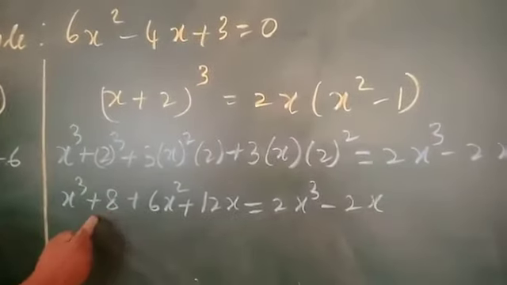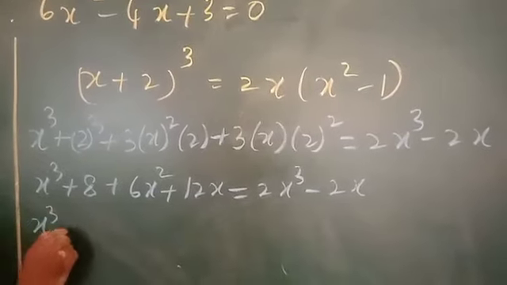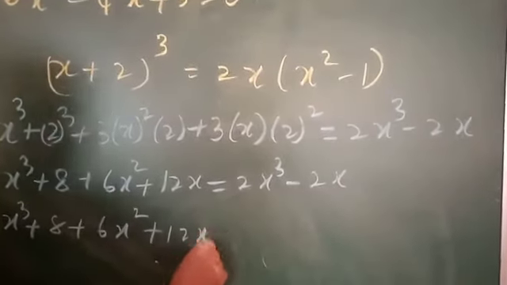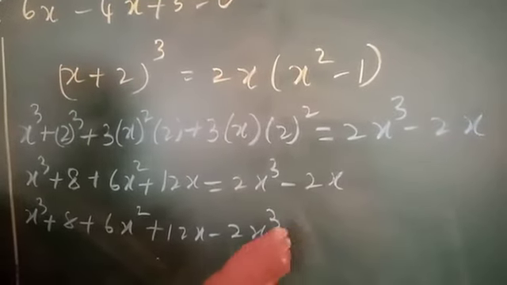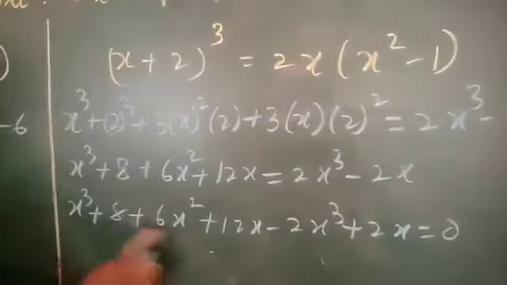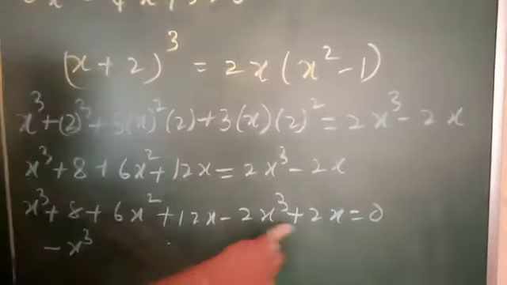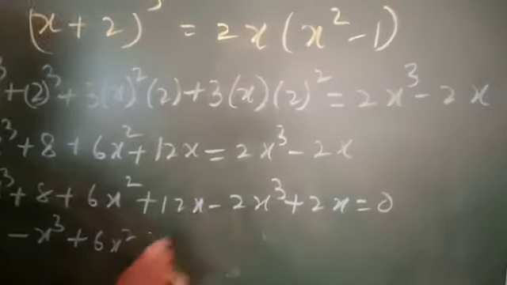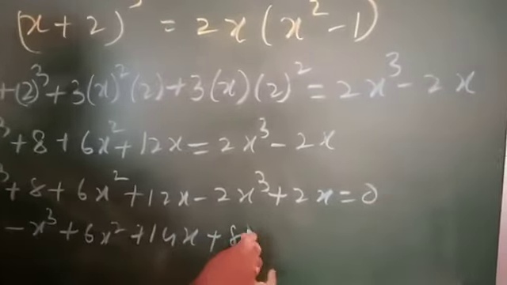Okay, so now send right hand terms to left hand side, then add all the like terms, to check whether it is a quadratic polynomial. Plus 2x will come this side, minus 2x will come this side, plus 2x. So now x³ − 2x³ is minus x³. 6x², is there any other x²? No, so let it be as it is. Now 12 plus 2, 14x. Then plus 8 is equal to 0.